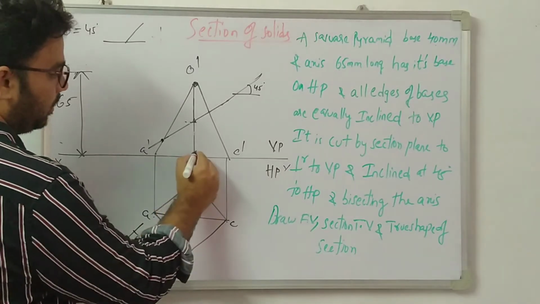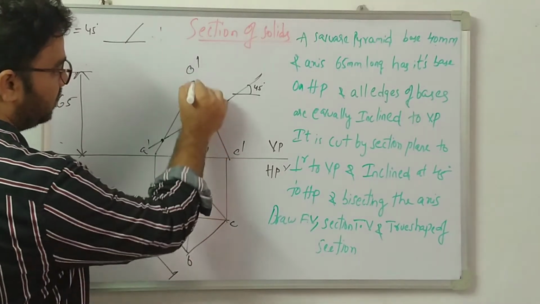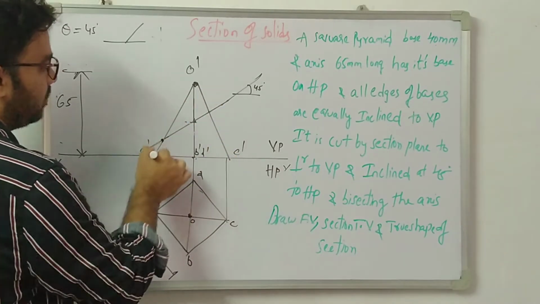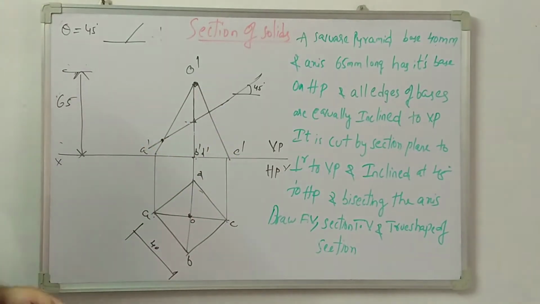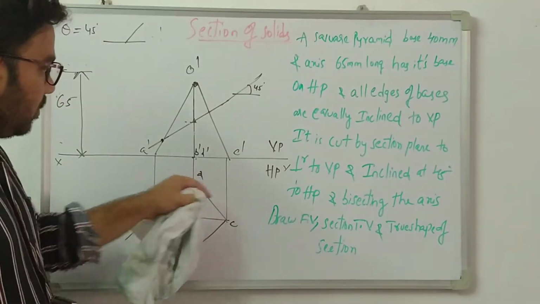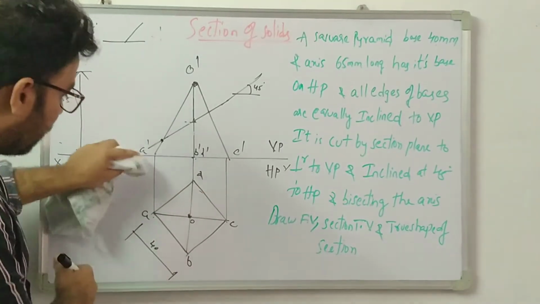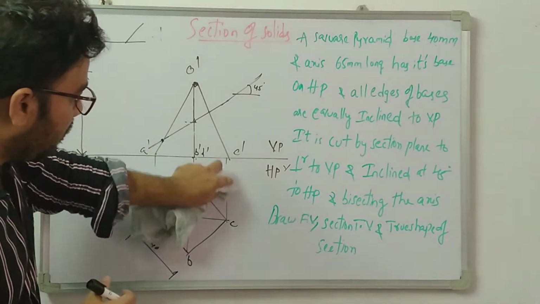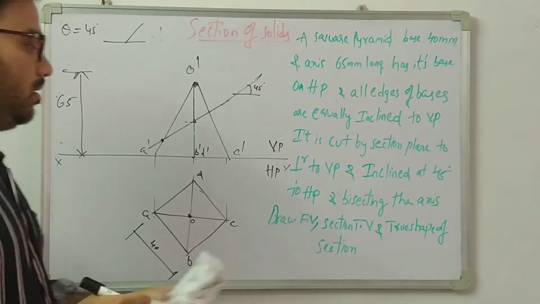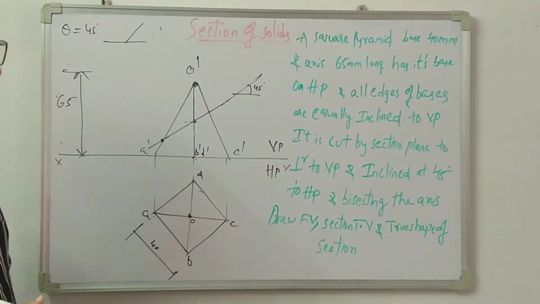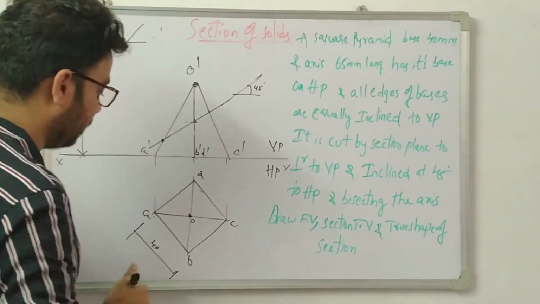Next, give the names. This is B dash and D dash. This is the OB dash and OD dash slant edge. This is OC dash and this is OA dash slant edge. Now in this problem, I projected these lines. Don't highlight these lines, so I am rubbing these projection lines. Even though you draw them, draw very lightly.